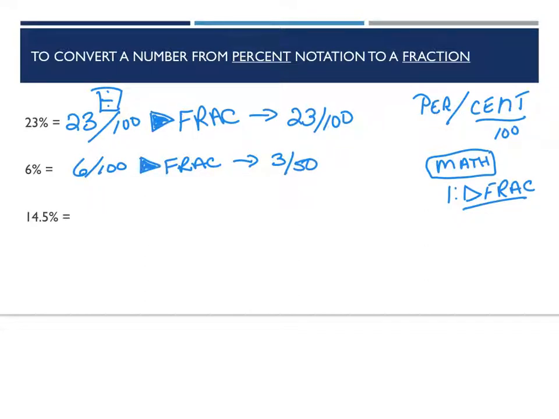Now if I want to do a percent that has a decimal in it, your calculator doesn't care. It's not scared. You just do 14.5 divided by 100. You hit the math key to see the fraction command. You hit enter to put the fraction command there on the home screen. You hit enter one more time for it to perform the command, and we get 29 over 200.